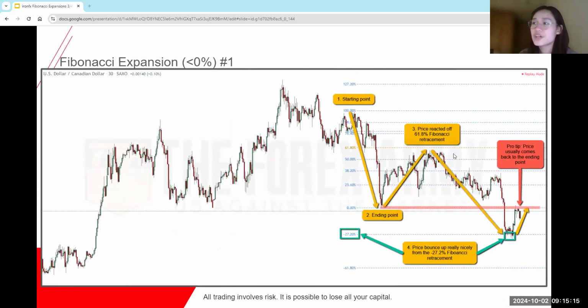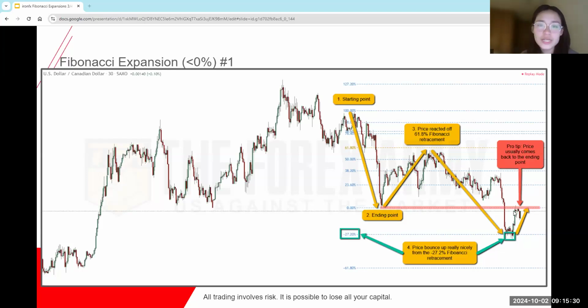Okay, so you can see price reacted after 61.8 and moved downwards. We actually have this support level here that price broke out of. It reversed off our minus 27.2 and it bounced off really nicely.